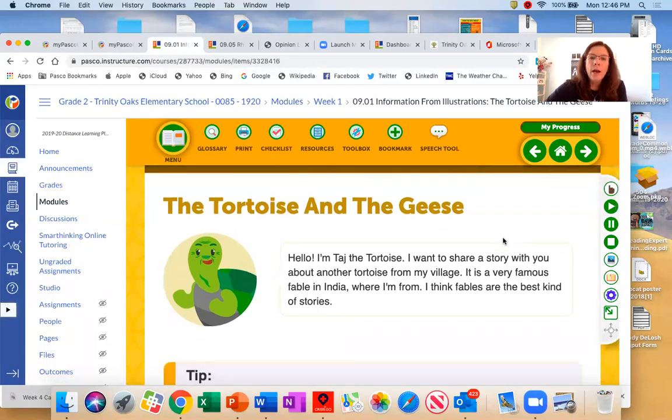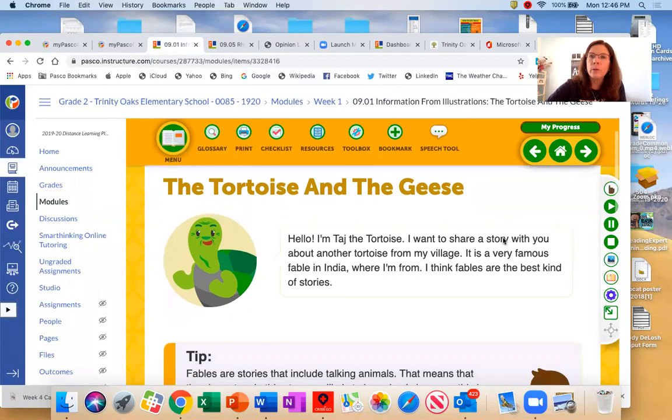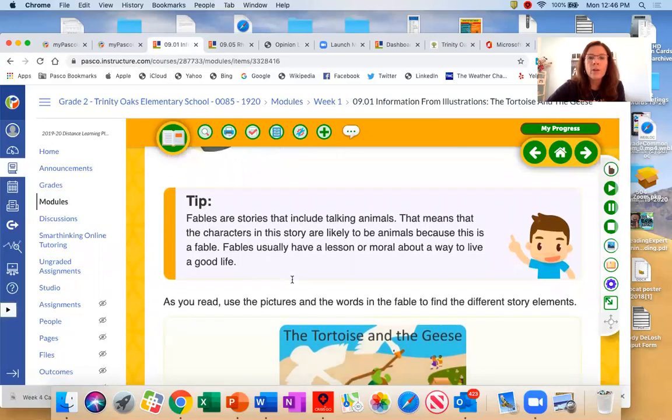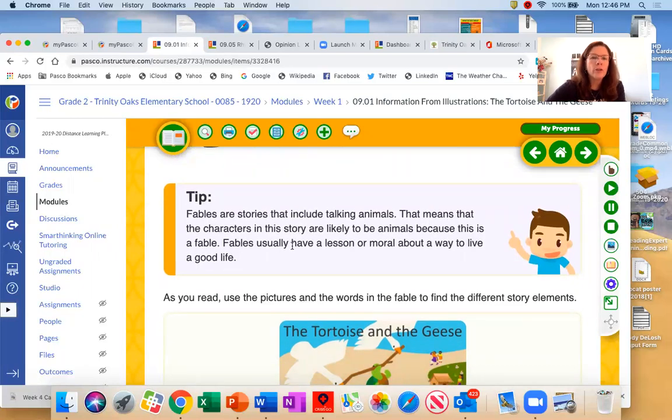It says, hello, I'm Taj the tortoise. I want to share a story with you about another tortoise from my village. It is a very famous fable in India where I'm from. I think fables are the best kind of stories. Now, what is a fable? I love fables. Fables are stories that include talking animals. And so that means that most characters in this story are likely to be animals because this is a fable. All right, isn't that cool? And fables usually have a lesson or moral about a way to live a good life.